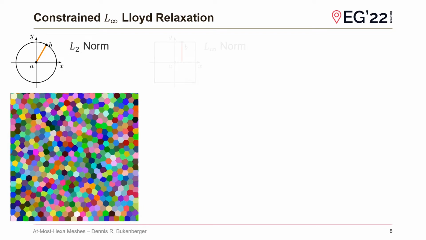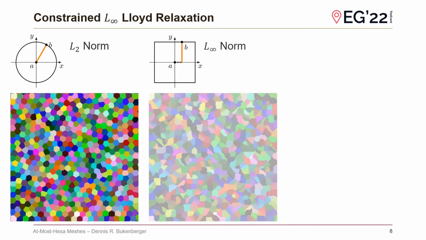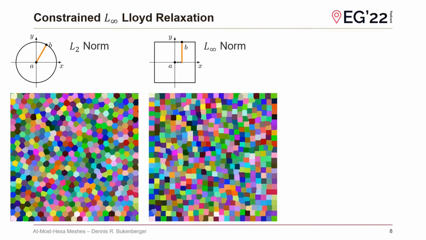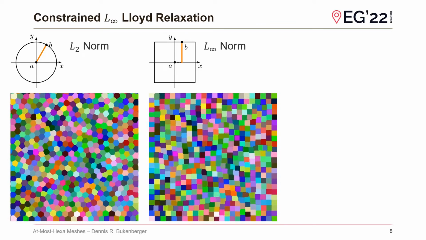Now for our purpose we modify the distance function and use the L-infinity norm, which has a square-shaped level set. Now the relaxation also converges on square-shaped cells, or in 3D, hexahedral cells.